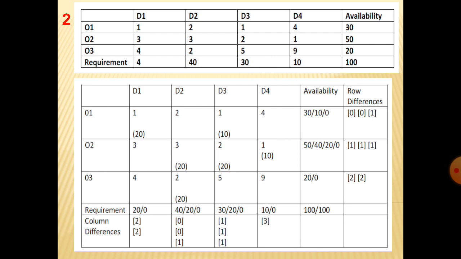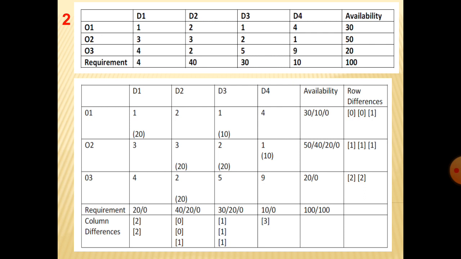First we have to check whether the problem is balanced or unbalanced. Now add all the availabilities: 30, 50, 20, you'll get 100. Now add all the requirements: 20, 40, 30, 10, that is 100. Supply is equal to demand.